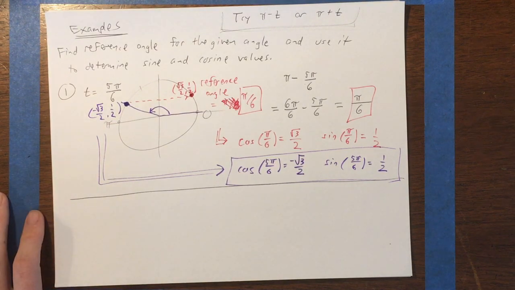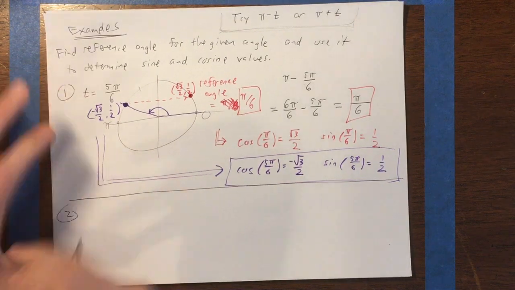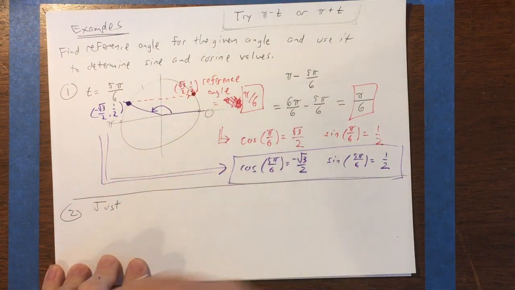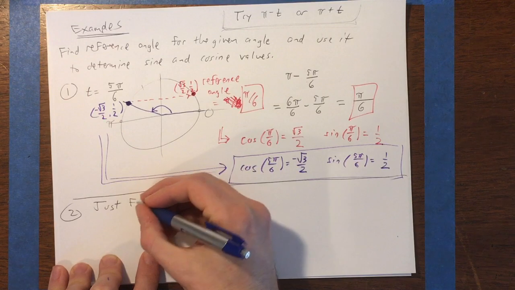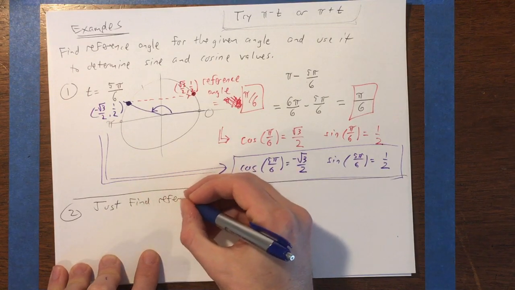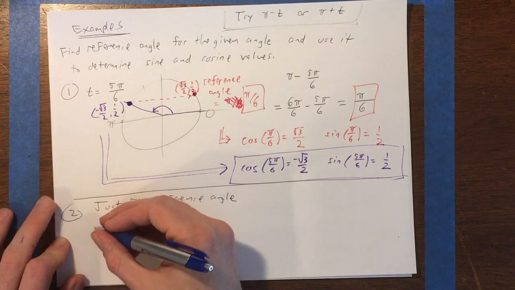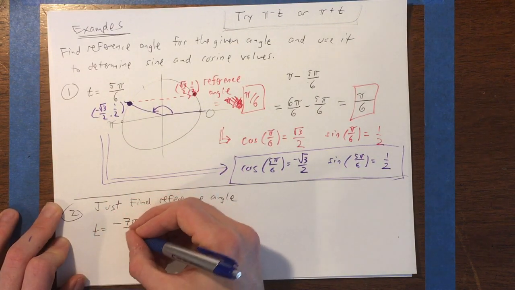Okay, so there's one example. I'm going to do a second example. I'm not going to do the entire thing. For the second example, I'm just going to find a reference angle, because that part is kind of the main point of this video, I guess. So let's just find a reference angle. And let's take t equals negative 7 pi over 12.